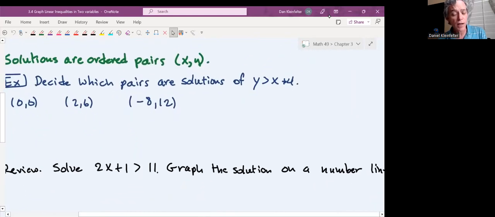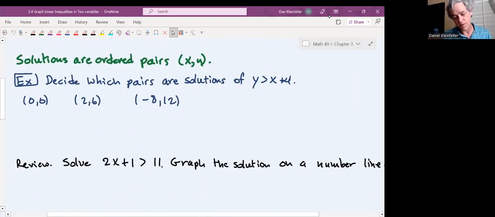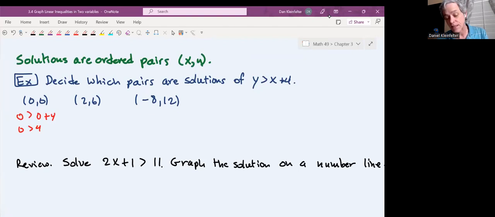The next thing to look at is what the solutions to such an inequality are. The solutions are going to be ordered pairs (x, y). For example, we have the inequality y is greater than x plus 4, and we want to decide which of these pairs is a solution. So let's substitute 0 in for x and 0 in for y first. 0, that's y, is greater than 0, that's x, plus 4. Is 0 greater than 4? The answer is no, and so this one is not a solution to that inequality.